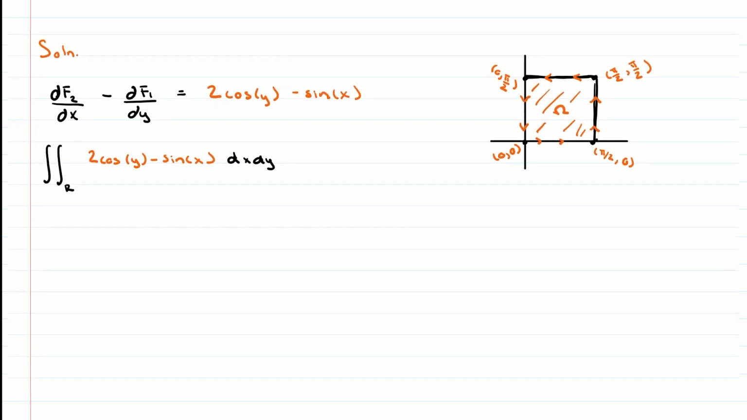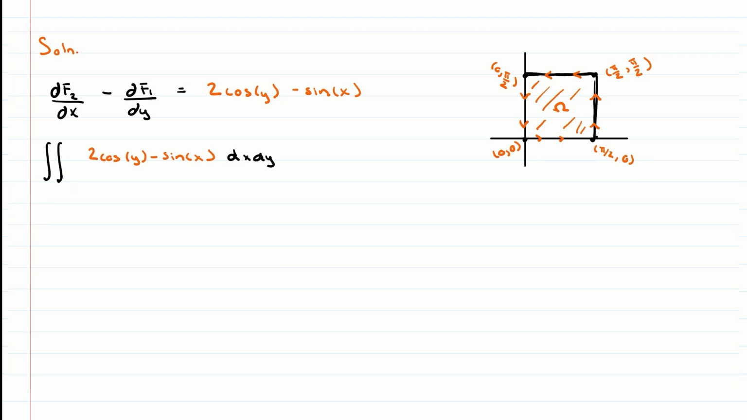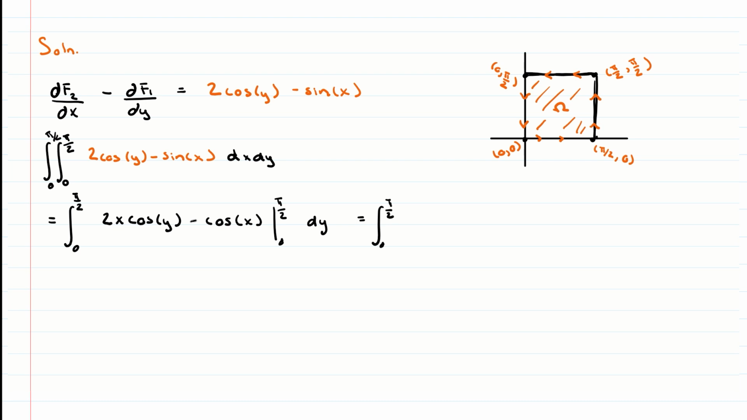And let's start to solve this thing. First of all, I'm actually going to put in our bounds. Those will be 0 to pi over 2. Now first, integrating with respect to x, we get 2x cosine of y minus cosine of x, from 0 to pi over 2. And when we plug in those bounds, we get pi cosine of y minus 1.